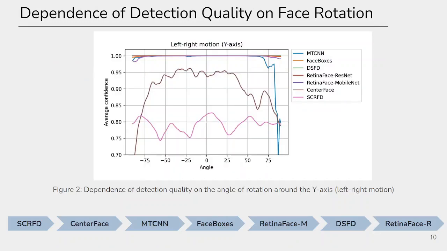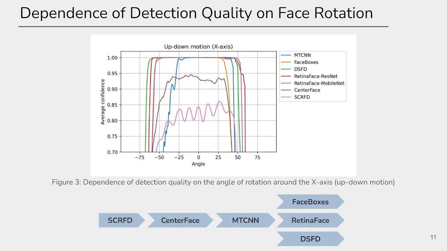A left-right motion plot of the different methods is shown in Figure 2. Below, the methods were additionally ranked from left to right, from less to more accurate. The same is true for up-down motion. In this case, FaceBoxes, RetinaFace, and DSFD showed the same results.